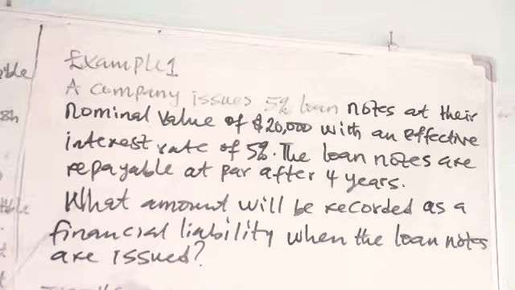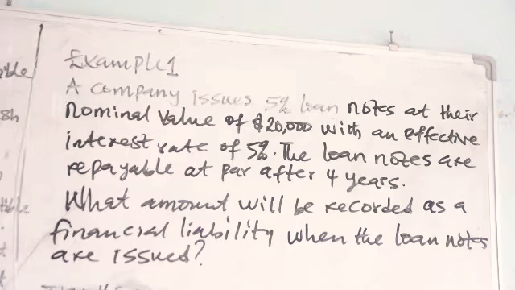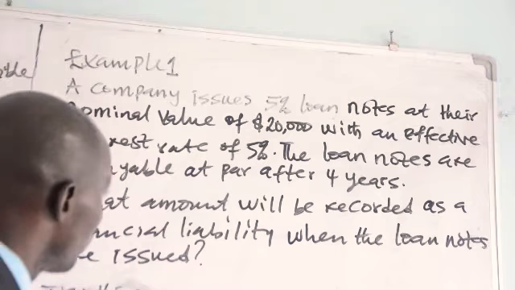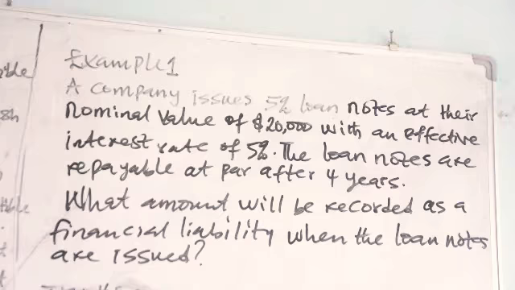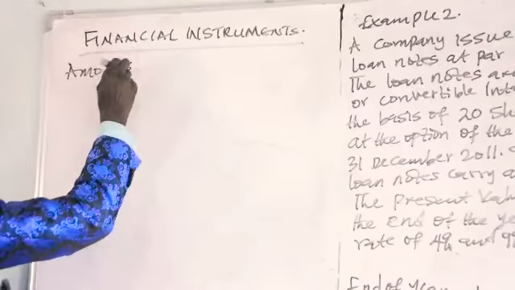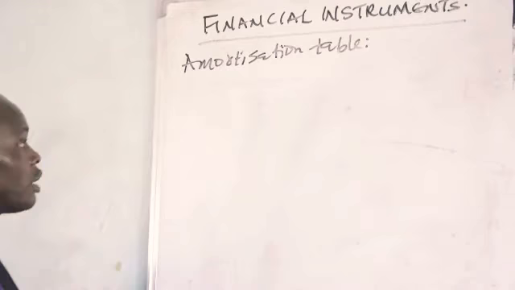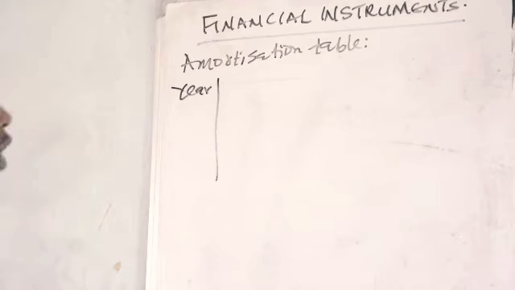A company issues 5% loan notes at their nominal value of $20,000 with an effective interest rate of 5%. The loan notes are repayable at par after 4 years. What amount will be recorded as a financial liability when the loan notes are issued? So you prepare the amortization table for the loan notes. Then you have year, the first year, the year it was issued.